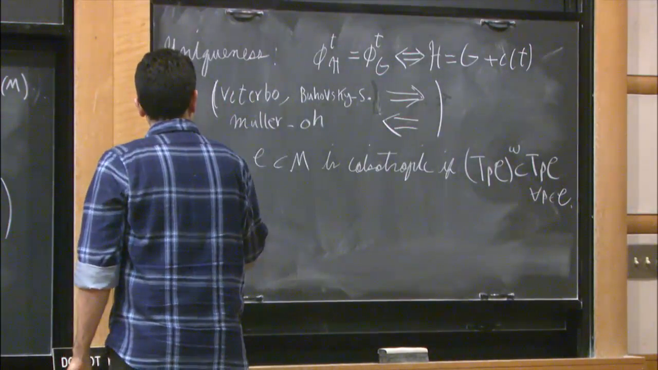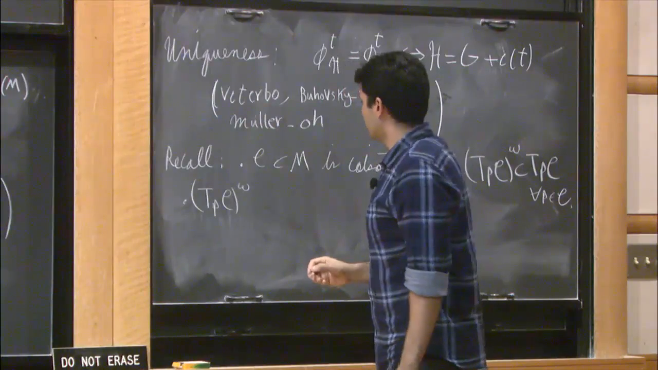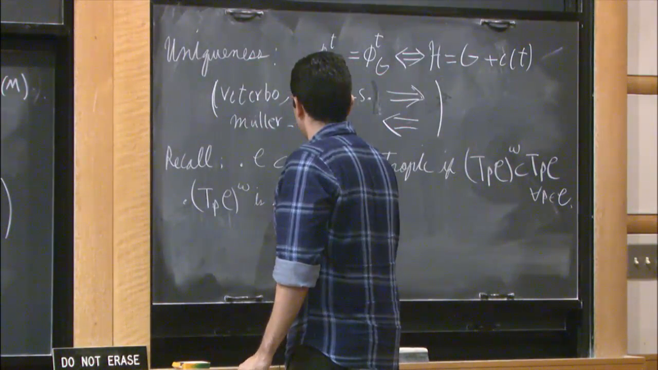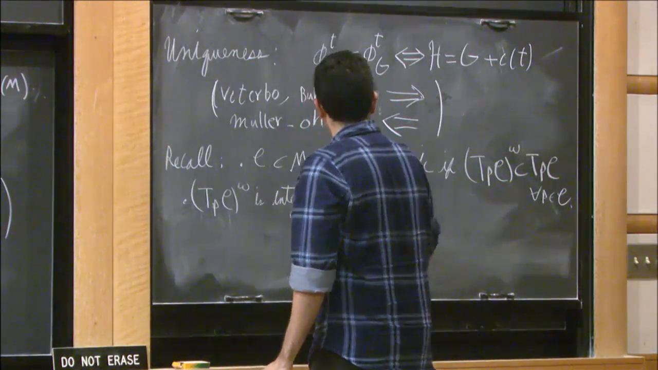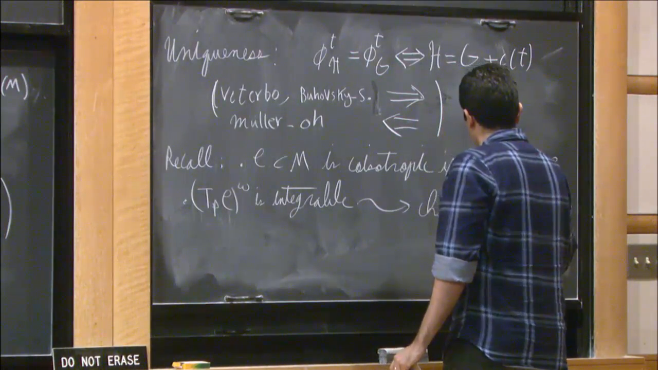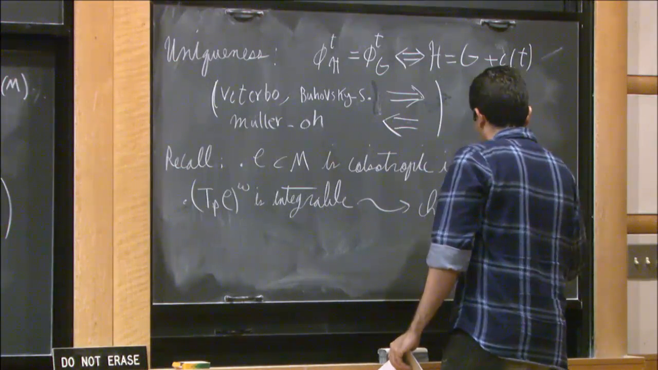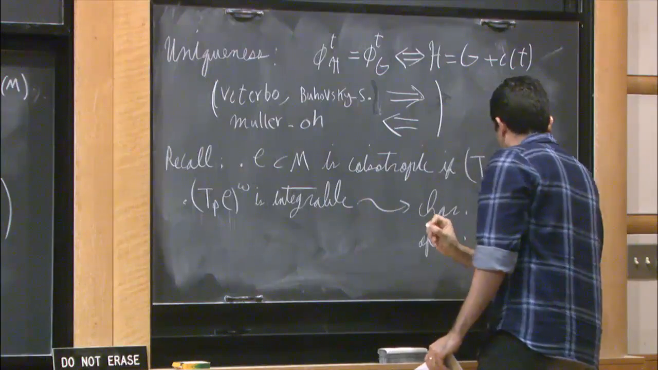And so the set of symplectic orthogonals to the tangent spaces is an integrable distribution. So it gives what's called the characteristic foliation of C, which I'll denote by curly F.